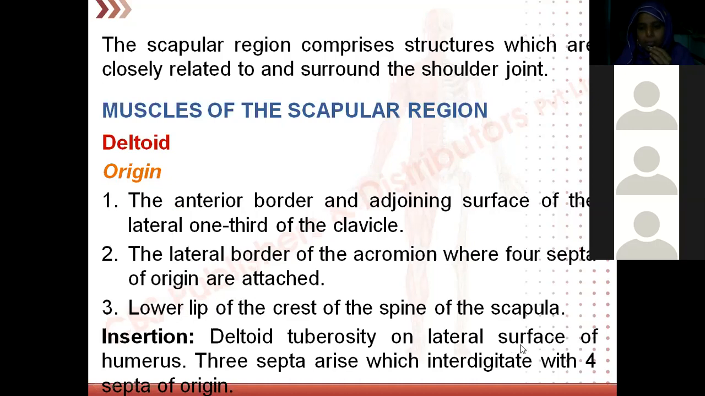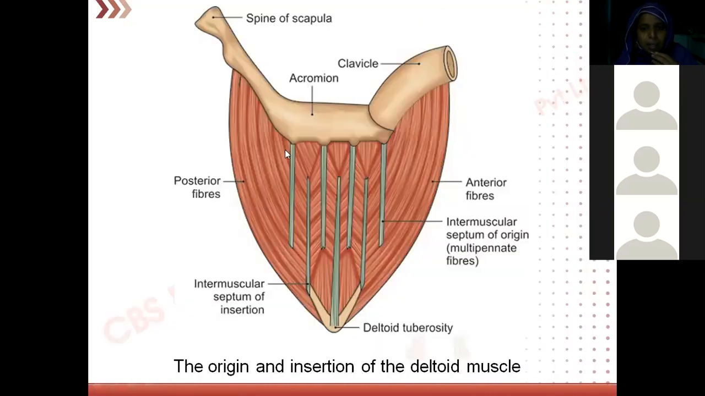Insertion is at the deltoid tuberosity, which is seen on the lateral surface of the humerus. Three septae arise from it and interdigitate. That means from the deltoid tuberosity there are 3 septae, from the acromion 4 septae, and they interdigitate. Isn't it better? See, these are 4 in number.